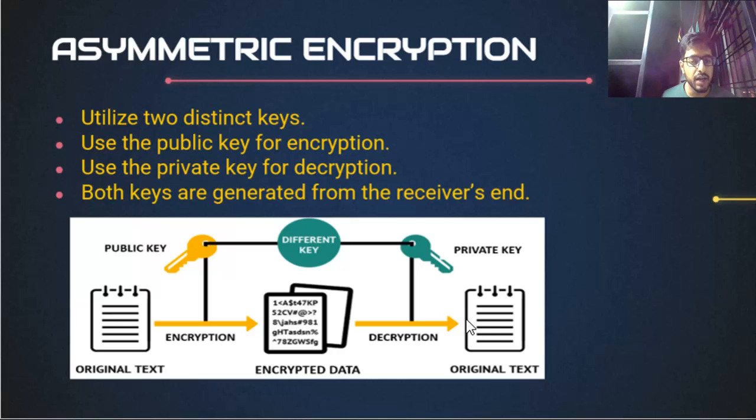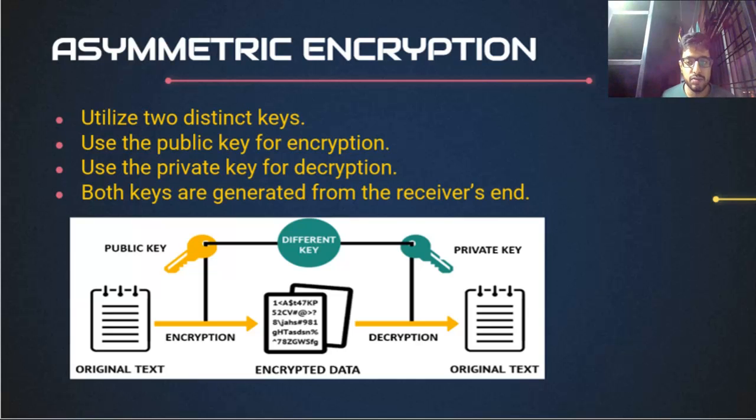Now the receiver will have to decrypt the data. In order to decrypt the data, the receiver will use his own private key to decrypt the data and get the original text. And this public key and private key are two different keys. And these keys must be generated from the receiver's end, both of these keys.